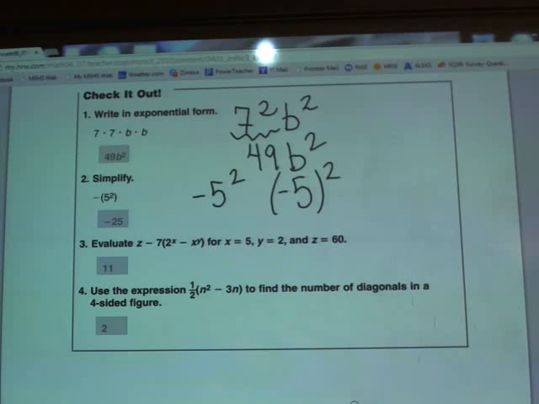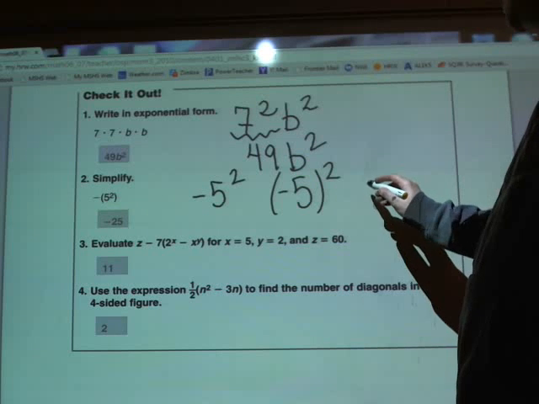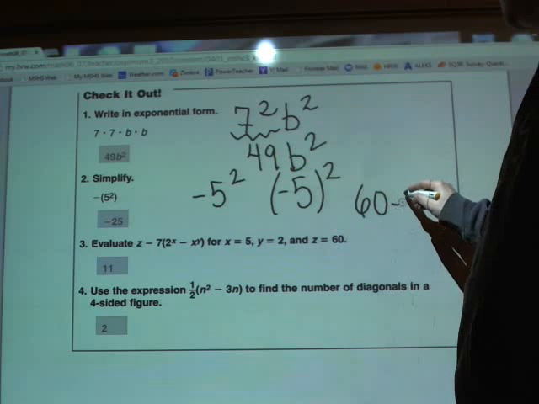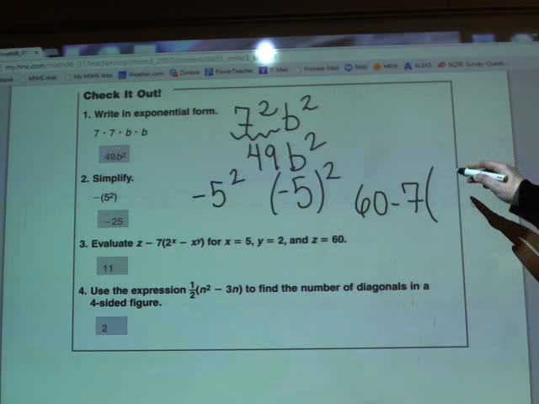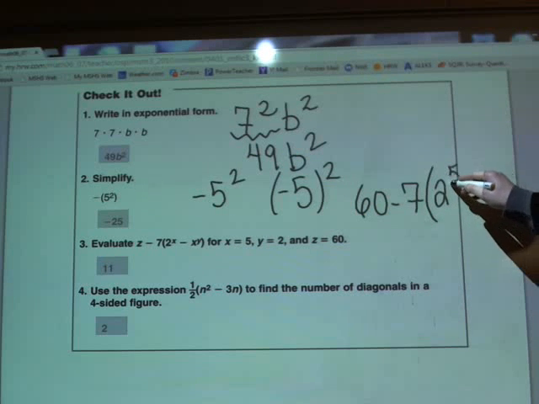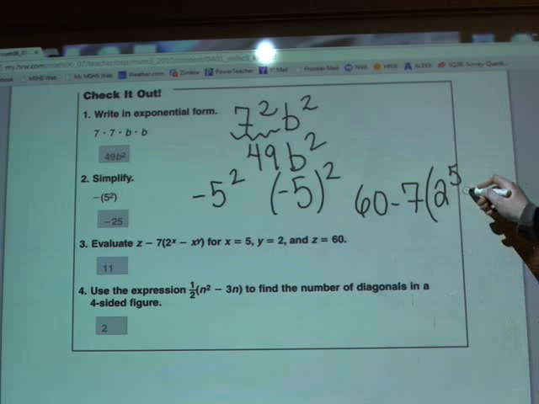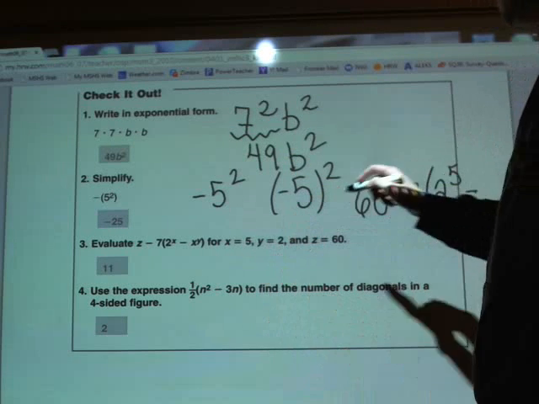Number 3, we're going to evaluate z minus 7 times, which is showing up in the form of parentheses, 2 to the x minus x to the y, close the parentheses. And we're supposed to let x equal 5, y equals 2, and z equals 60. All right, so we'll plug in some numbers here. Z is supposed to be 60. And then it's minus 7, parentheses. All right, now it's 2 to the x, so that's going to be 2 to the 5th because x is 5. Minus x to the y, 5 to the 2nd.